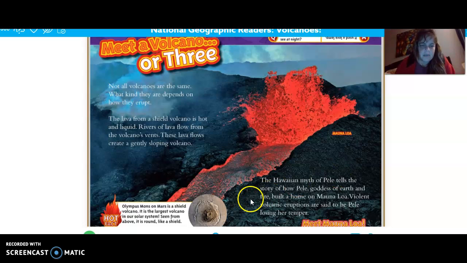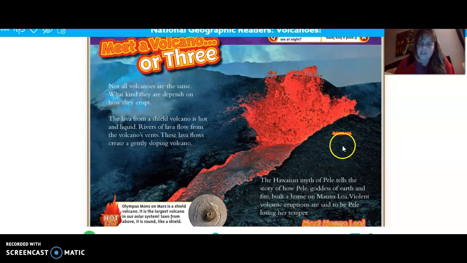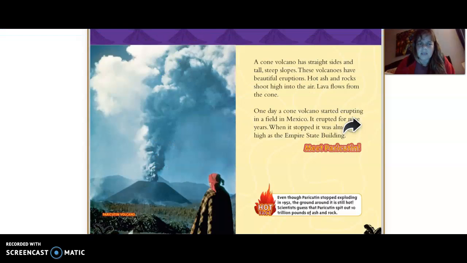Okay. Olympus Mons on Mars is a shield volcano. It's the largest volcano in our solar system. Seen from above, it's round like a shield. Okay. So the lava from a shield volcano is hot and liquid. I wonder if it's going to talk about the other types of volcanoes. And it says meet a volcano or three. Is it going to talk about the other two? Let's see on the next page.